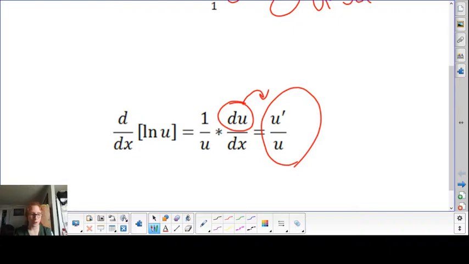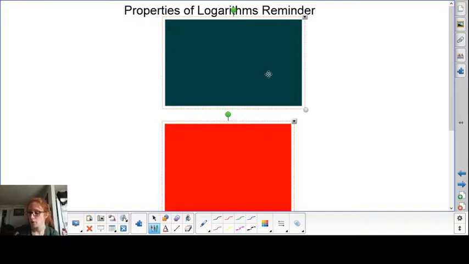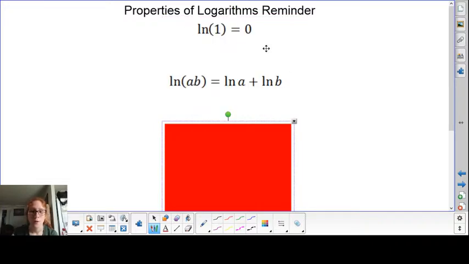So essentially here, we're going to do some basic derivatives. But before we get going too far, we need to know the next properties. We've seen these before, so we're going to refresh our memories. Natural log of 1 is 0. If you have multiplication going on in a natural log, you split it with addition.